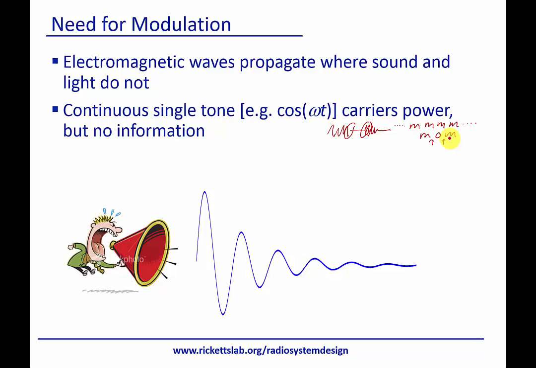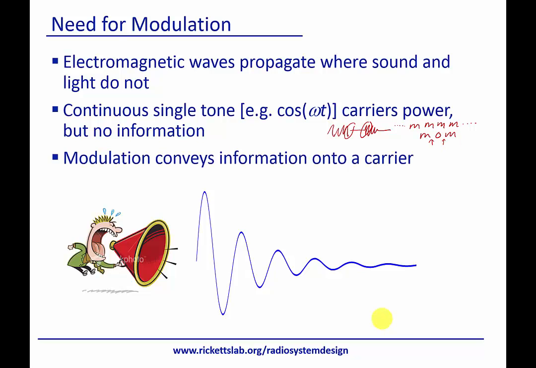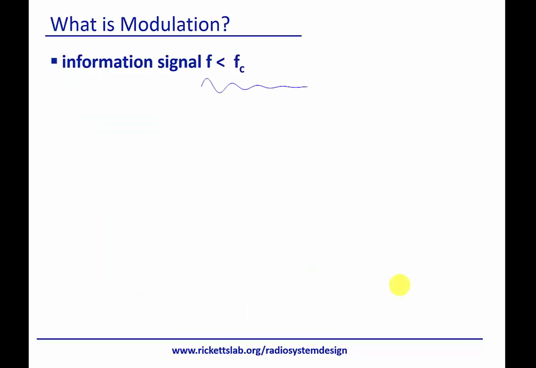But enough about that. What we're looking at, therefore, is that to transmit information we need to have a carrier that changes, and therefore we need modulation. And that's how we convey information onto an electromagnetic wave so that we can transmit it through the air. All right, so the information is a signal that's generally much lower in frequency than our carrier. As I said before, typically it's less than 0.1 times fc.